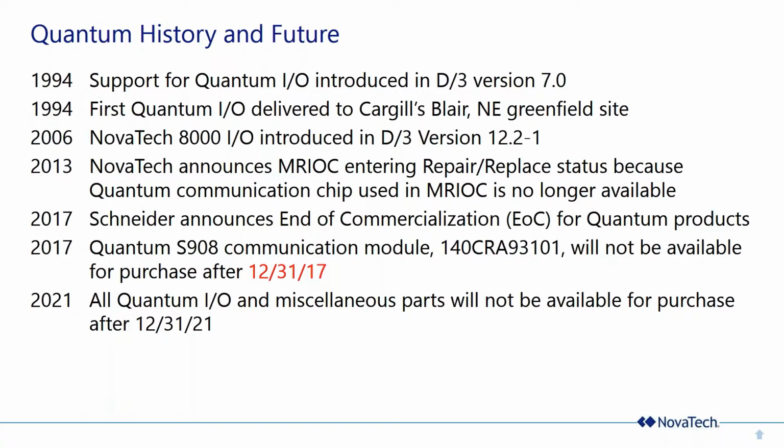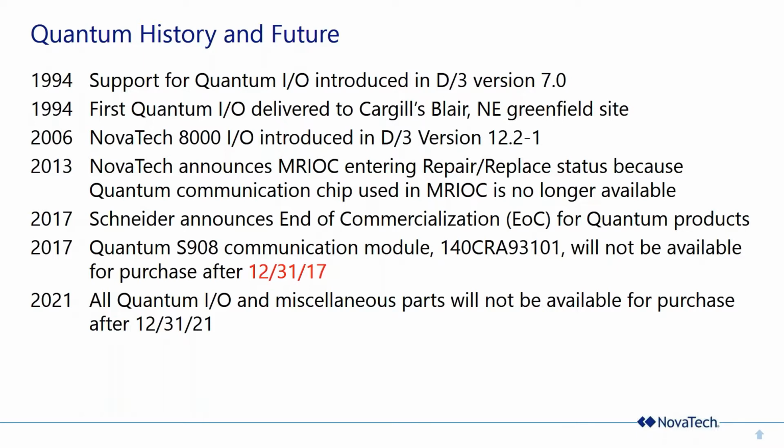The CRA 93101 is a unique module for NovaTech. It's not used by any other Quantum systems. So a lot of Quantum I/O modules and parts are probably going to be available on eBay for many years to come, but you won't find many 931s. The only ones that are going to be showing up on eBay are the ones that people take out of their sites and put on eBay, because it's only NovaTech that use those. The rest of the Quantum I/O line, including connectors and every part that they make, reached its end of life in 2021.